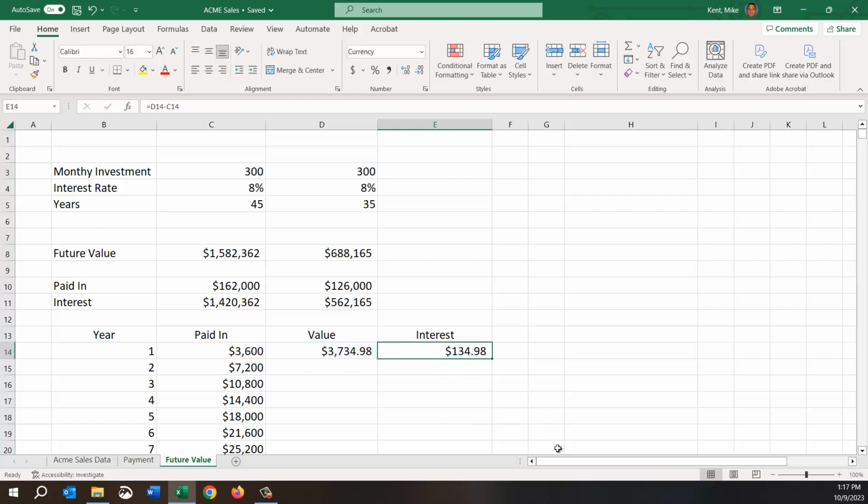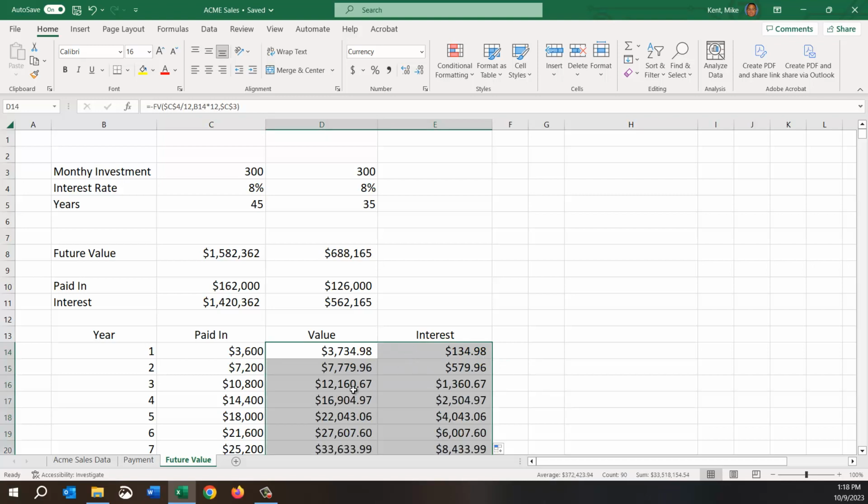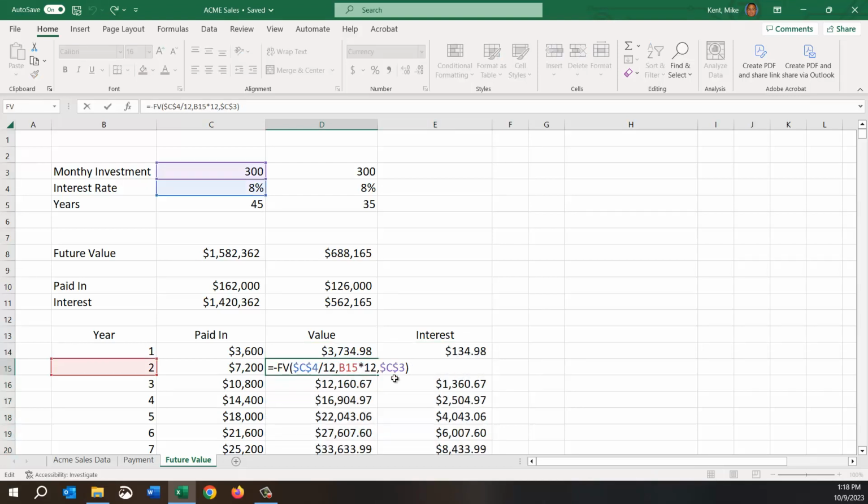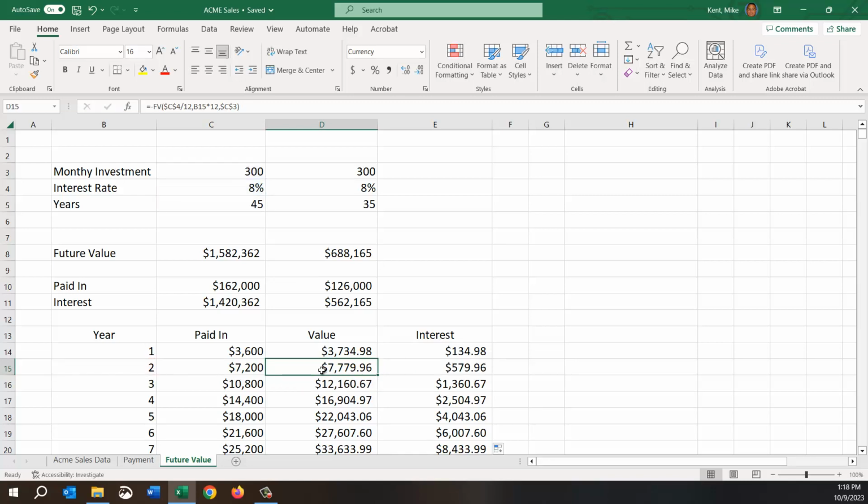Big whoop. But if I copy both of these down, and once again, I'll double click on the fill handle and it will copy it all the way down. So year two, you see I'm using B15, which is 2 times 12 instead of 1 times 12. So I've been investing for 2 years. Once again, my interest rate is still 8% divided by 12, and I'm putting $300 a month. These need to be absolute, so they don't change when I copy it down. So now you see I put in $7,200. It's worth $7,700.